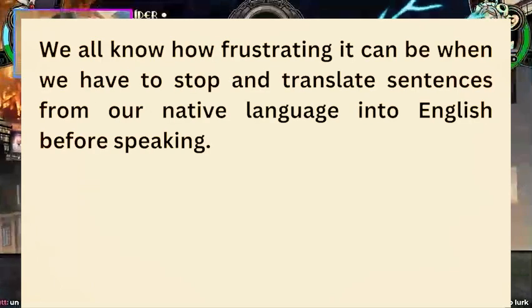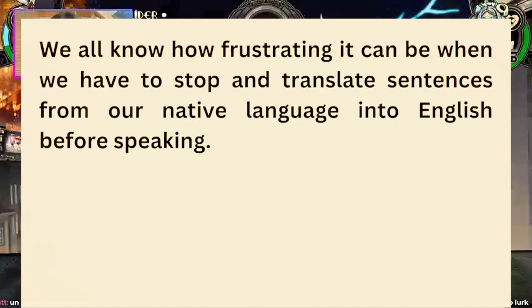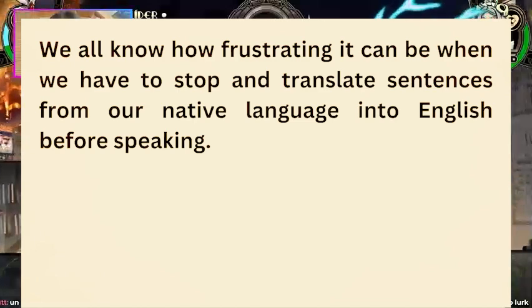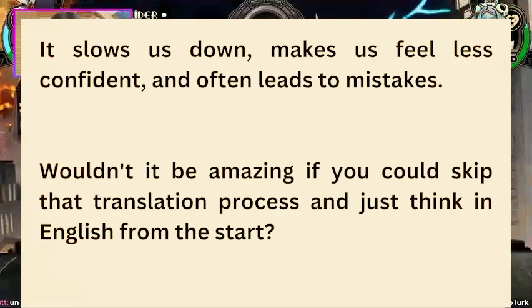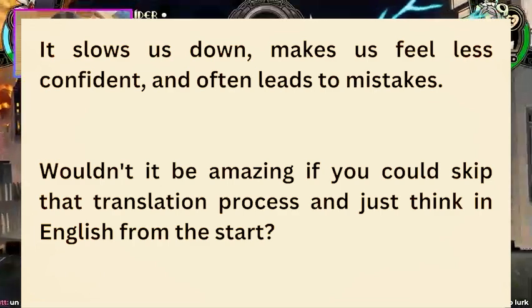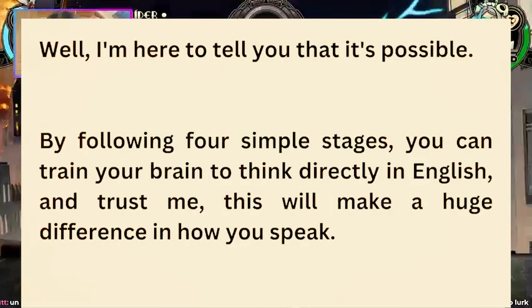We all know how frustrating it can be when we have to stop and translate sentences from our native language into English before speaking. It slows us down, makes us feel less confident, and often leads to mistakes. Wouldn't it be amazing if you could skip that translation process and just think in English from the start? Well, I'm here to tell you that it's possible.